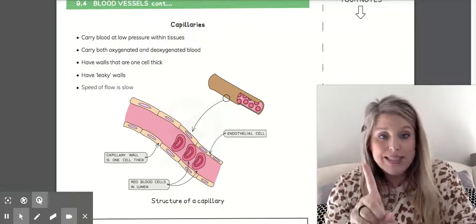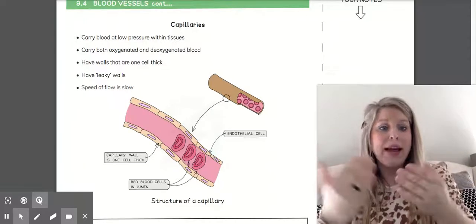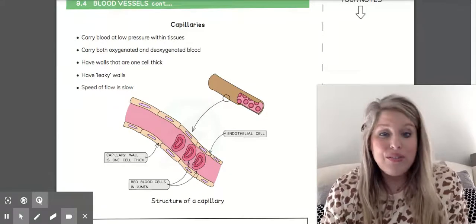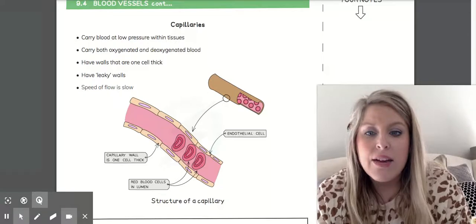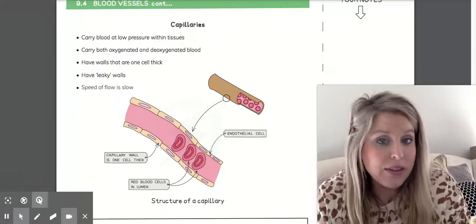Their walls are 1 cell thick, and they have leaky walls. So this means things are able to pass across the capillary walls very easily. And then the speed of flow is very, very slow in a capillary. So you can see a capillary, 1 cell thick for the wall of that. This would be an example of a red blood cell that's being able to pass through.